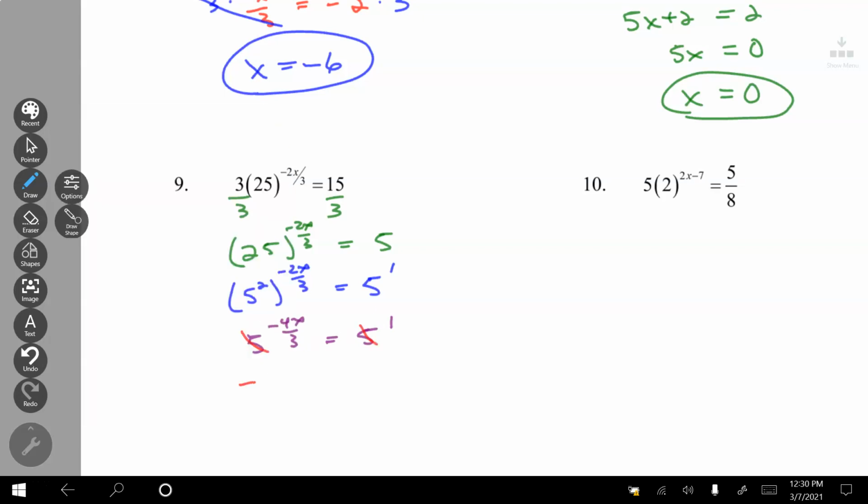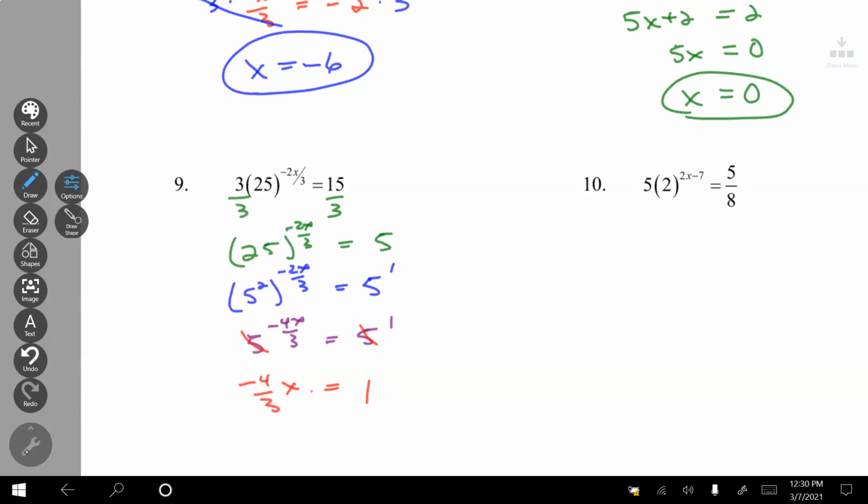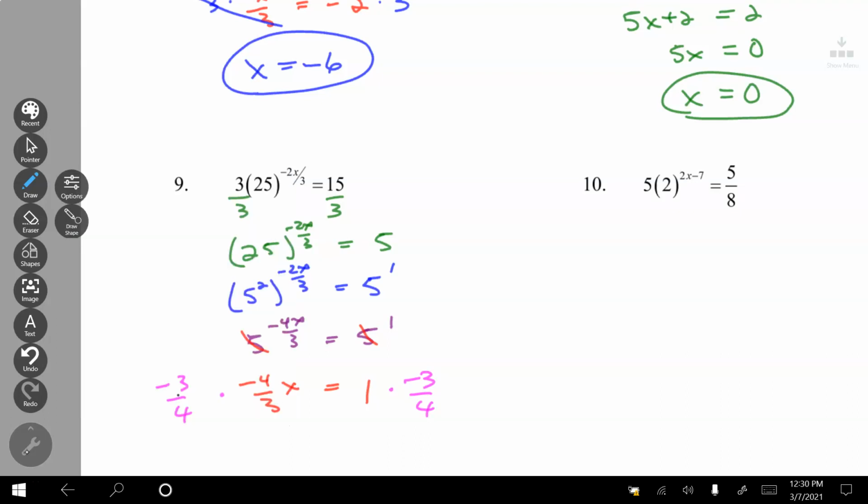5's cancel. I get negative 4 over 3 x is equal to 1. And again, when I see a fraction in front of the variable x, I just multiply by the reciprocal. And I notice that these cancel out. I get x is equal to negative 3/4 as my solution.